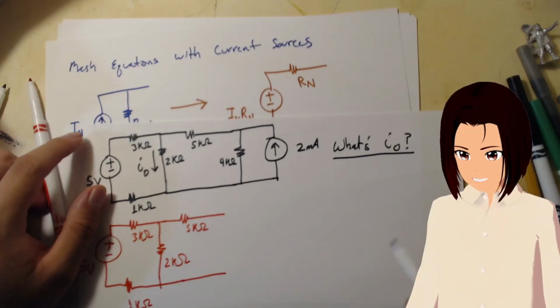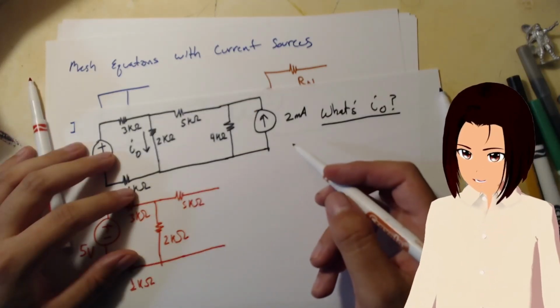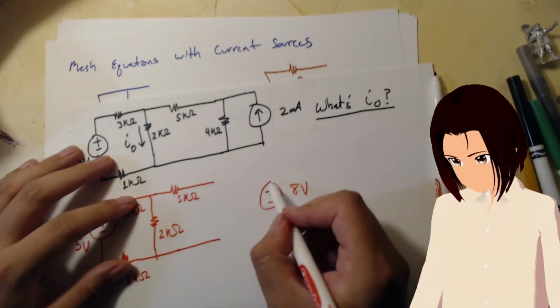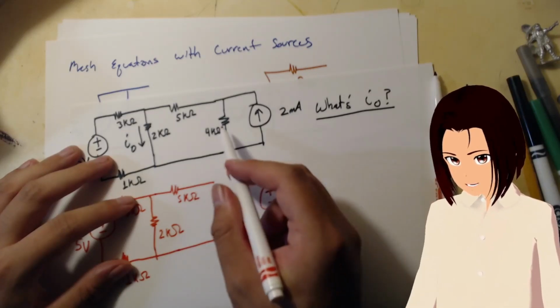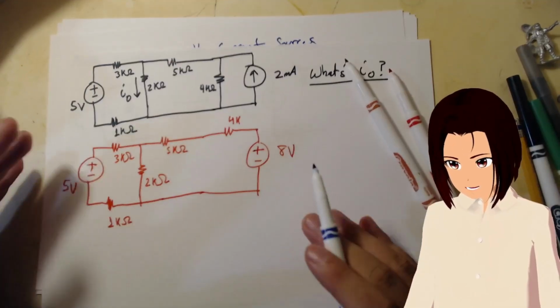Then we have our solution. We multiply this by that, we get 8 volts, and it's in series with the resistor, which is 4K. So that's it. That's your circuit transformation.